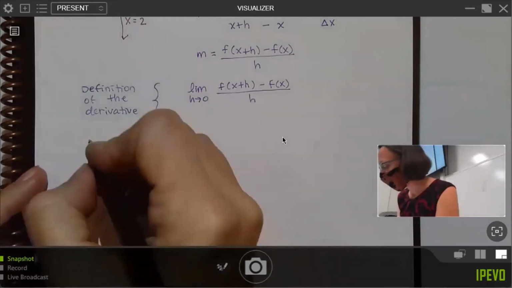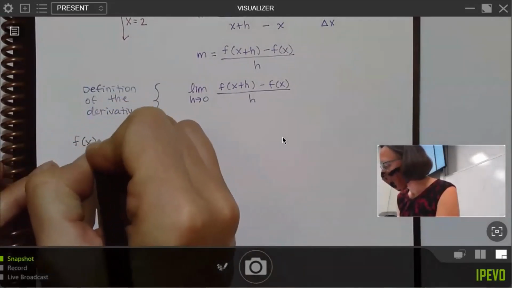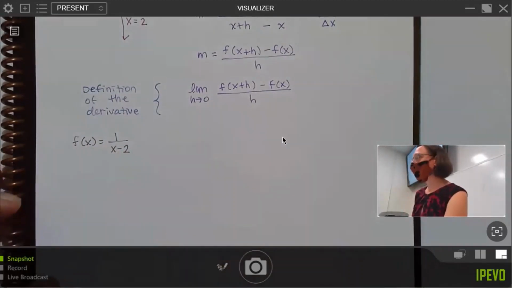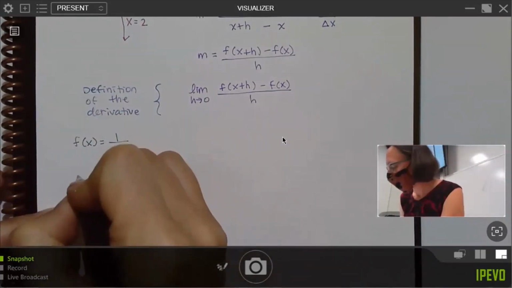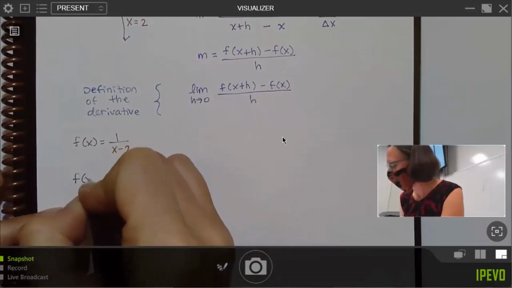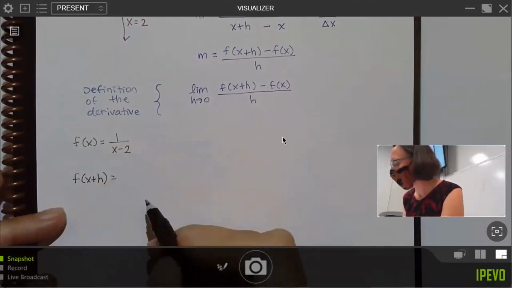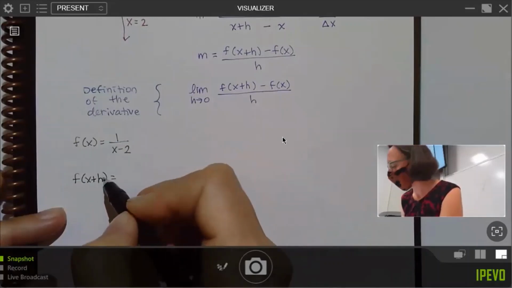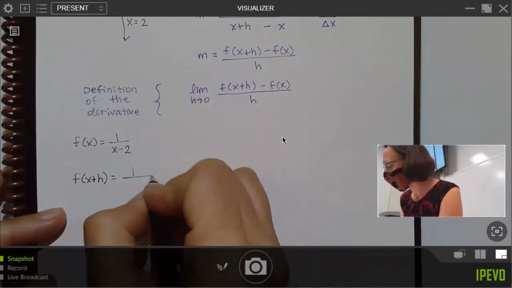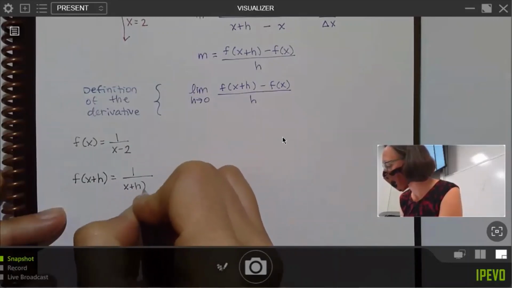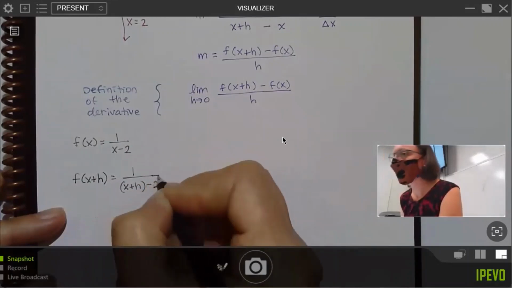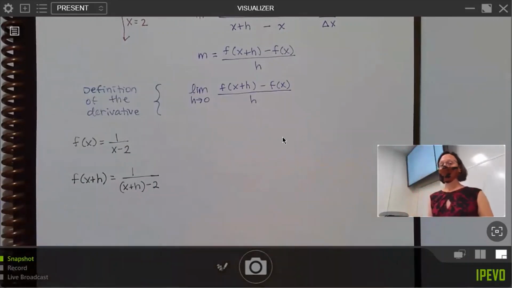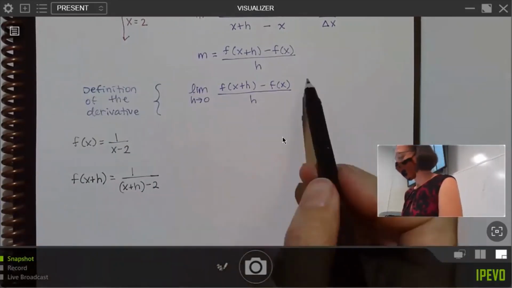I gave us a function of 1 over x minus 2. So just off to the side here, if I wanted to find f of x plus h, that means wherever there's an x, plug in x plus h. So this would turn into 1 over x plus h minus 2. And then I'm going to replace these two things in our limit formula.